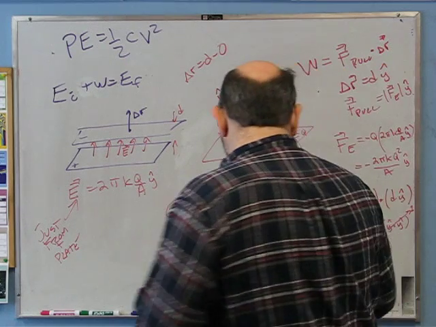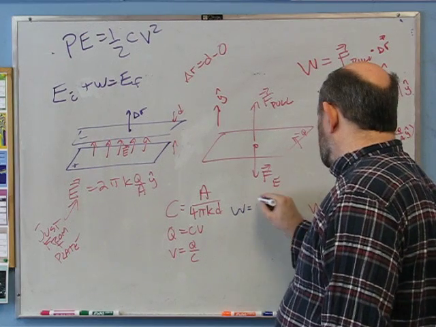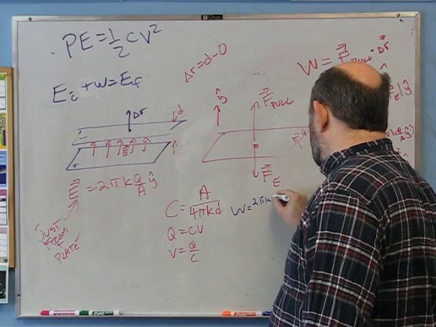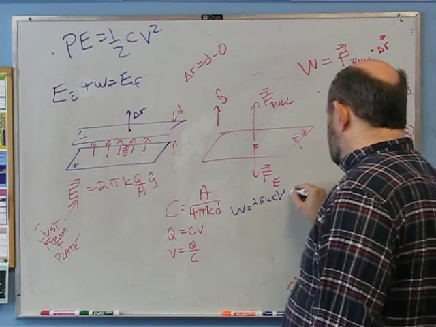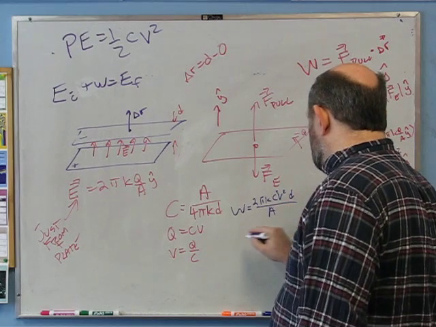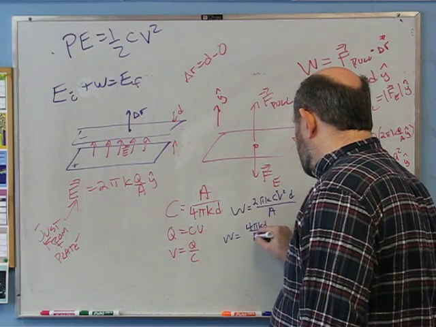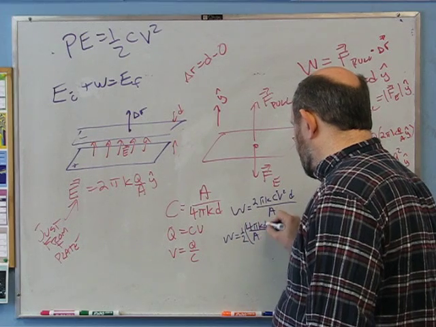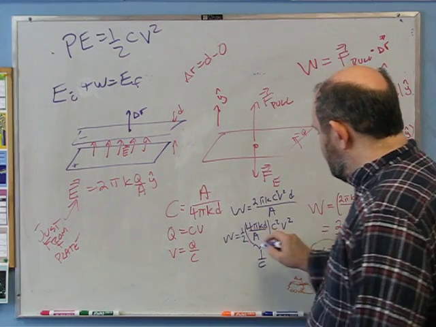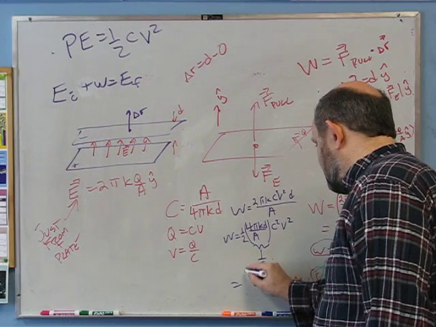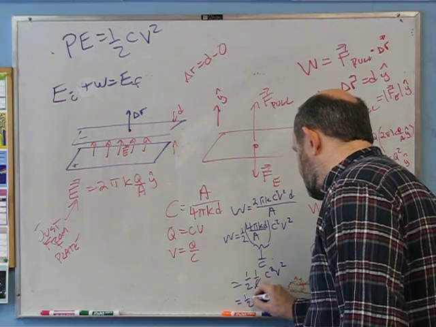There's a few different ways you can get to this. So I'm going to switch colors back to purple here. I'm going to start with this work here is equal to 2 pi k, and then Q we're going to replace with CV, but we'll call it C squared V squared because it's Q squared, of course, times d over A. Now I'm going to rewrite this as 4 pi k d over A, because I have a 4, I have to have a 1/2 to make it the same, times C squared V squared. Notice this is 1 over C, right? C is A over 4 pi kd. So A over 4 pi kd is 1 over C. So I have 1/2 times 1 over C times C squared V squared. That cancels one of the C's. I get 1/2 CV squared.